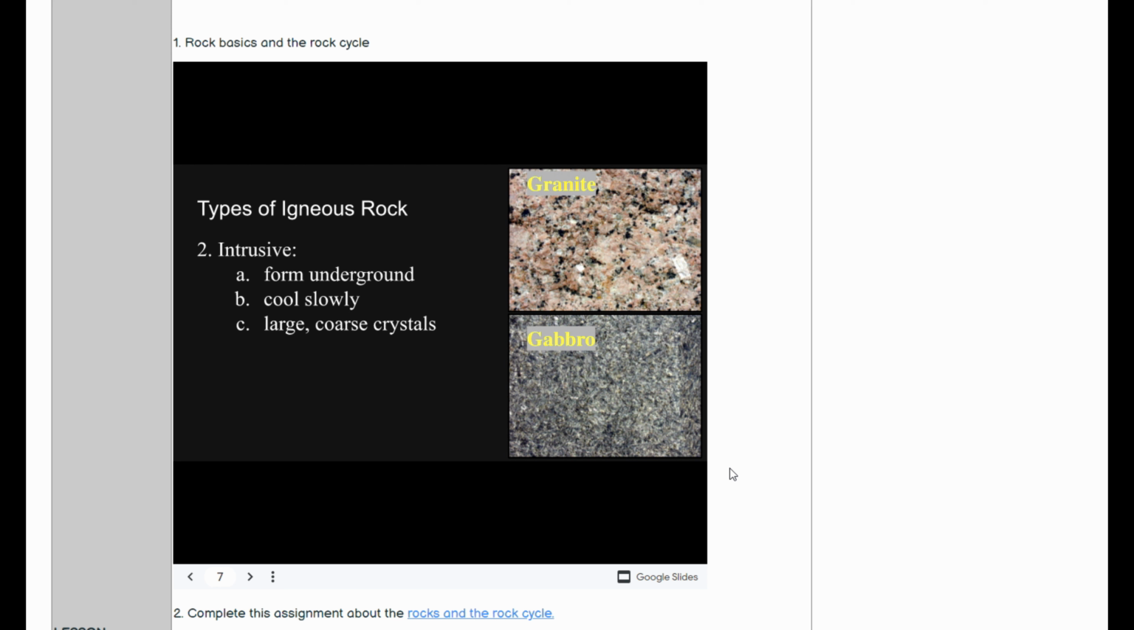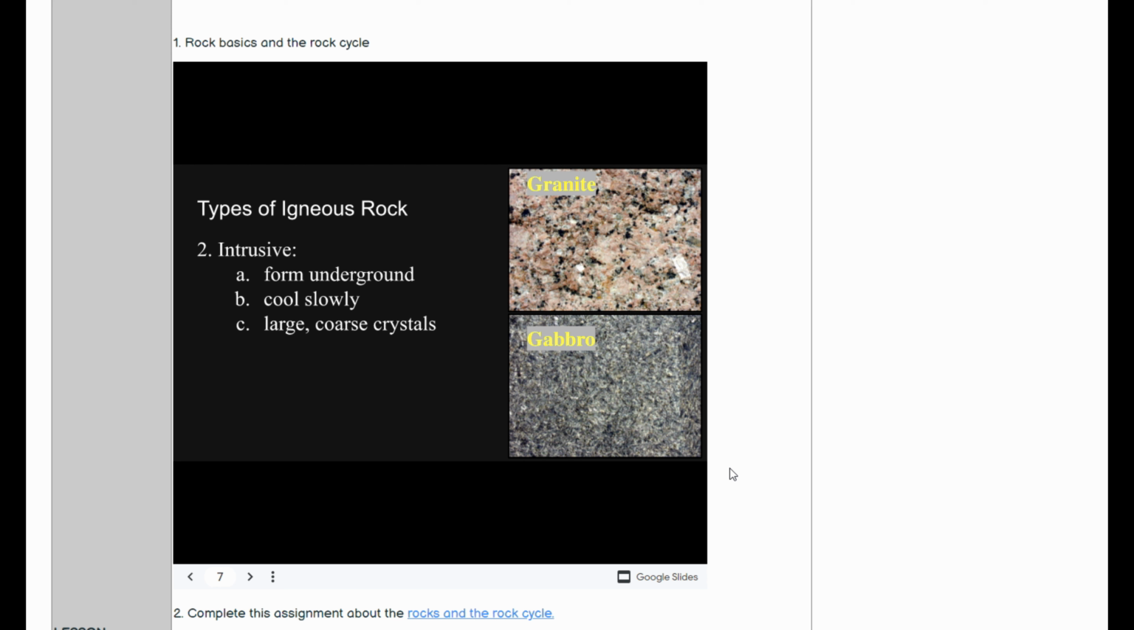Intrusive rocks, on the other hand, are going to be underground. They're going to be deeper down in the crust. They're going to be more of like a bedrock base. They're going to form underground. They're going to cool more slowly.